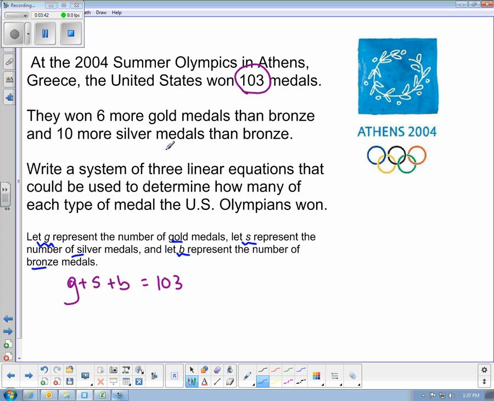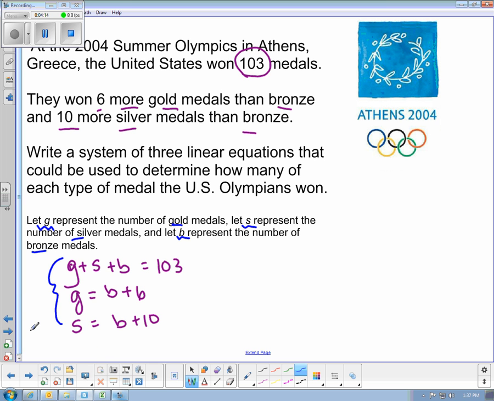Then the other two, they won six more gold than bronze. So that means that the gold medals were bronze medals plus 6. And they also won 10 more silver than bronze, which means that the silver medals were bronze plus 10. Okay, so now here's our system of three equations. We've got three variables, three equations. Now, if we wanted to try and solve this for all three of them, we need to see if there's a way that we can eliminate two of the variables from any one equation.